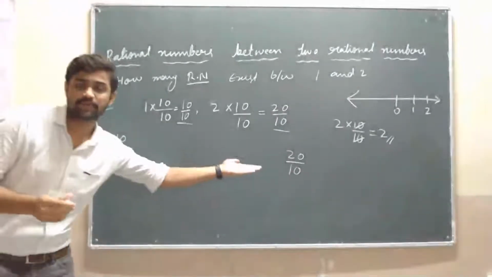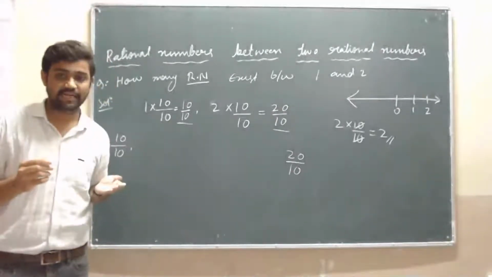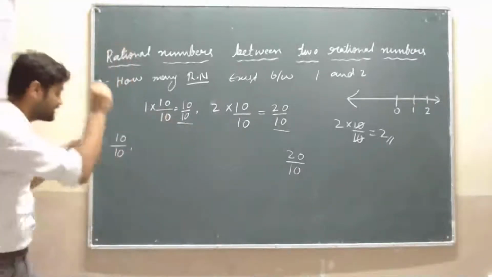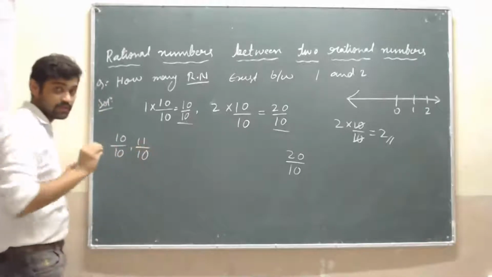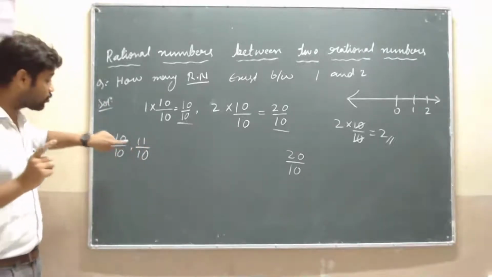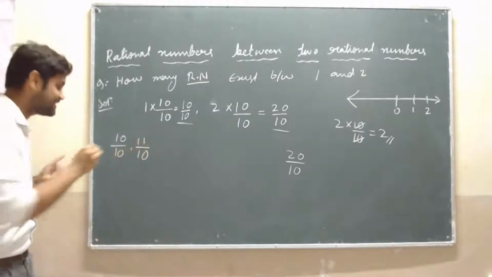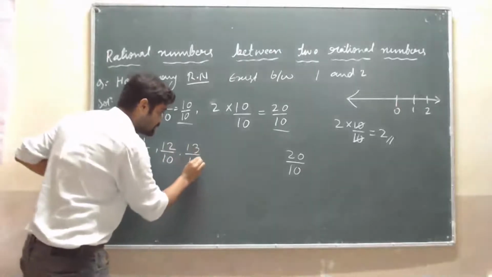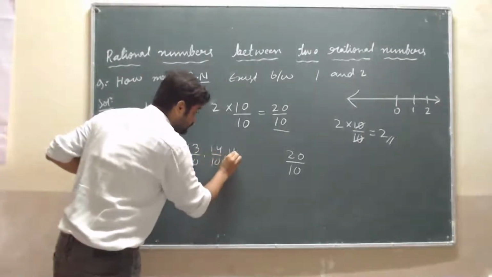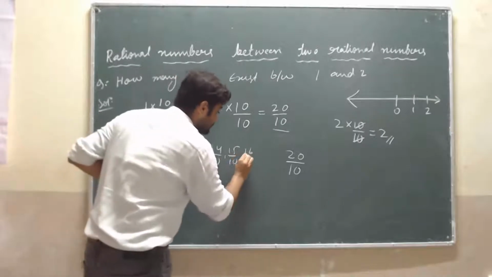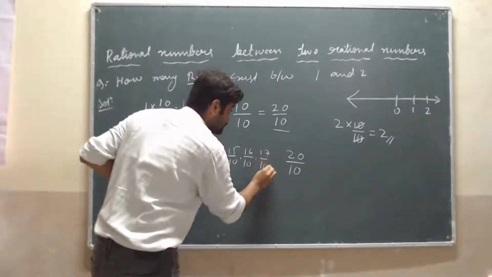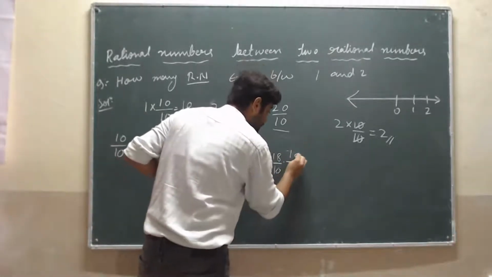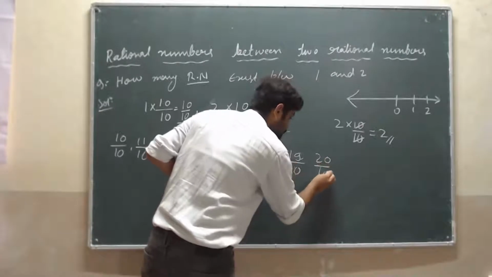Write the rational numbers between these rational numbers. Those you have to write. See, we will get 11 by 10. Concentrate on the denominator, we are only increasing the numerator. Then 12 by 10 and 13 by 10, 14 by 10 and 15 by 10, 16 by 10, 17 by 10, as well as 18 by 10 and 19 by 10 and 20 by 10.